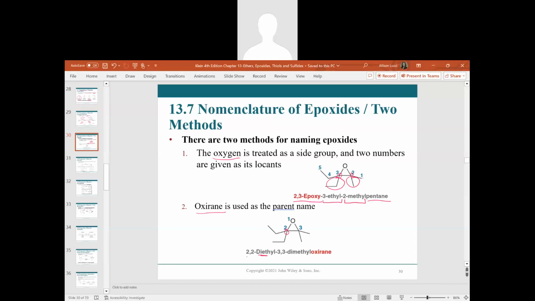So we have 2,2-diethyl, both ethyl functional groups or substituents there. And then we have 2 methyl substituents now on our carbon 3. So 3,3-dimethyl oxirane. We put all this together, and the same epoxide using this naming system will be called 2,2-diethyl-3,3-dimethyl oxirane. So both systems are commonly accepted, and you may see one or the other or both in future quizzes or exams.